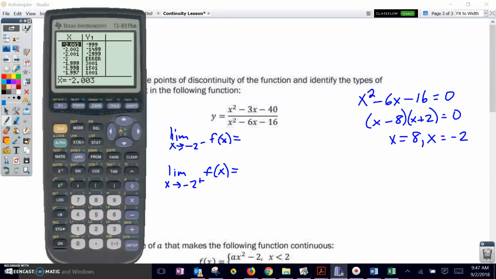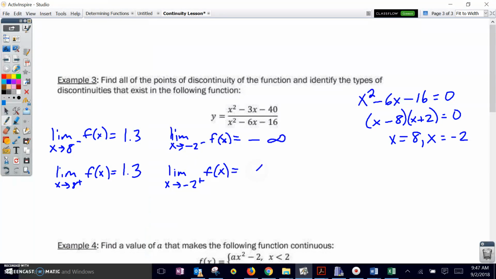And as we approach -2 from the left, it looks like we're approaching negative infinity, and from the right, we're approaching positive infinity. Okay. So there are the places where we have discontinuities. We're going to identify the types of discontinuities that exist. There's an infinite discontinuity, since both of the limits approach either positive or negative infinity. There's an infinite discontinuity at x equals -2.